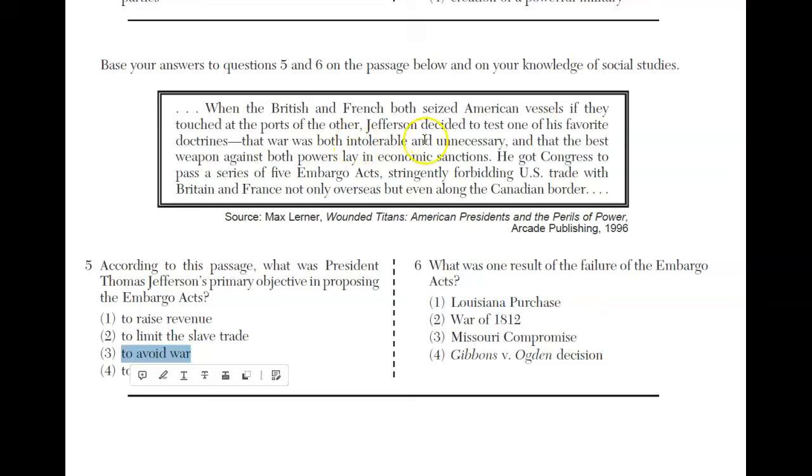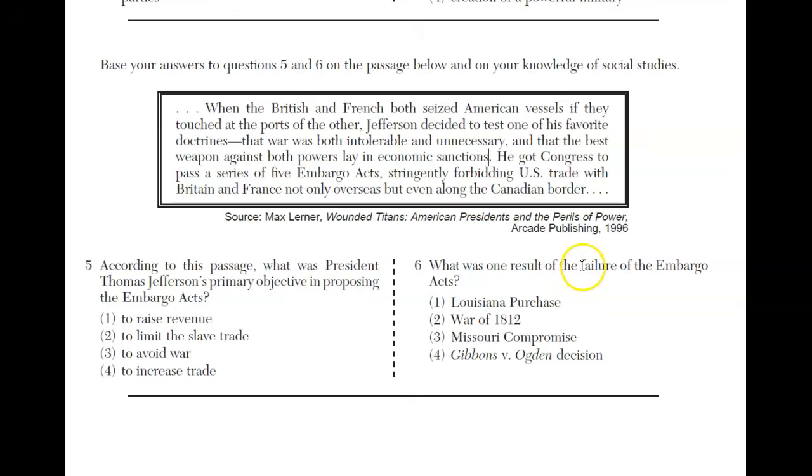War is intolerable and unnecessary, so the way to not have a war is to force them by economic sanctions to leave us alone. That's what he thought. But notice, now we get to this question. What was one result of the failure of the Embargo Acts? What do you think happens as a result of the Embargo Acts? They fall apart because you've just destroyed the American economy by refusing to trade. And Britain and France are not dumb. They know that that's going to happen, and so the Embargo Acts disappear.